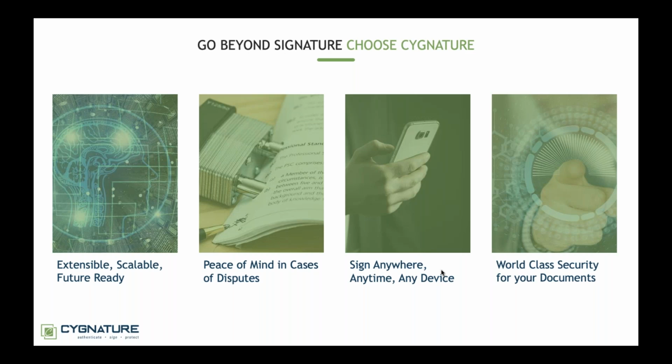And any device, because you can sign using the Cygnature mobile application. You can sign using the web application on your laptop, desktop, or a tablet. And world class security for your documents, because everything is tracked and kept on blockchain, so there is no chance of tampering. Once the document is signed, everything is time stamped, so you cannot go back and change something or make the document a different one.